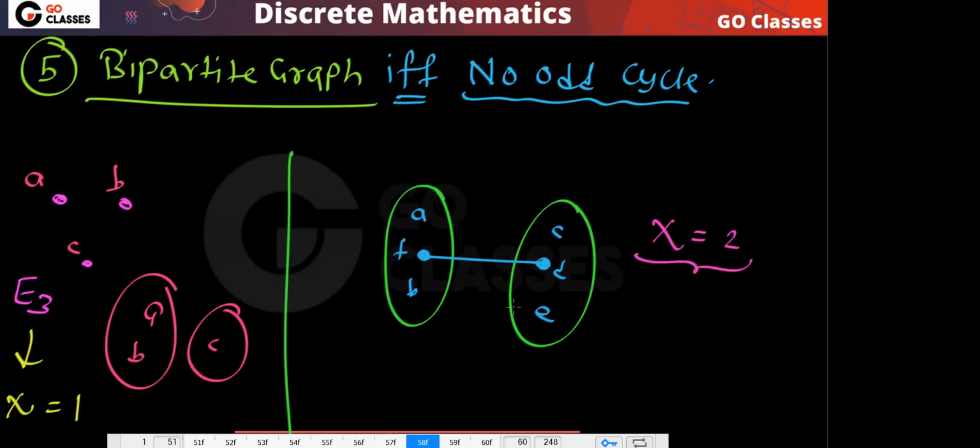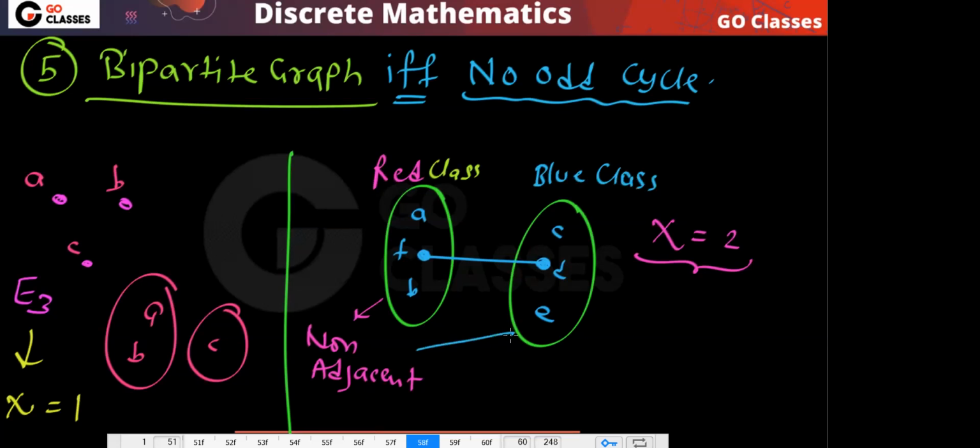Why will the chromatic number be 2? Because see, there is no edge here. These are non-adjacent. All these vertices are non-adjacent, so I can give the same color to them. I can give the color red here. I can say this is the red class, and I can say this is the blue class.